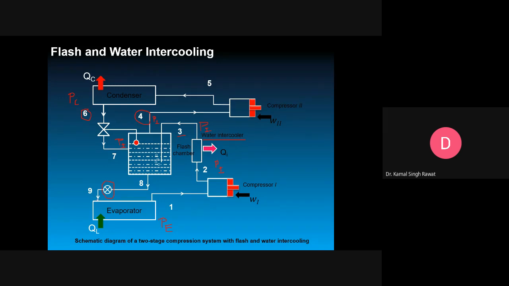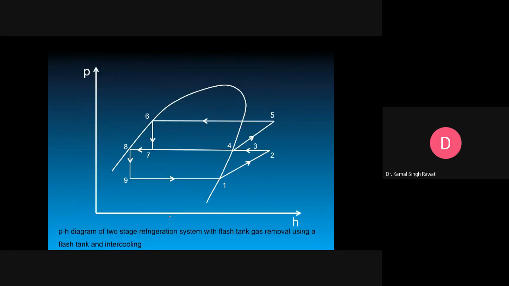And then this liquid plus vapor mixture enters the evaporator, where it absorbs heat from the low temperature and produces the refrigeration effect. So by absorbing the heat, liquid is converted into vapor. So at point 1, again, we have saturated vapor. So now let's see the p-h diagram of this cycle.